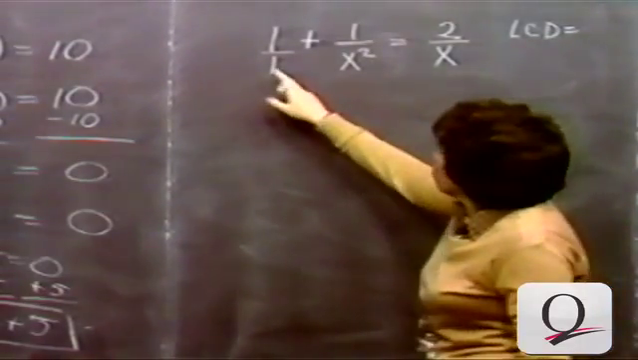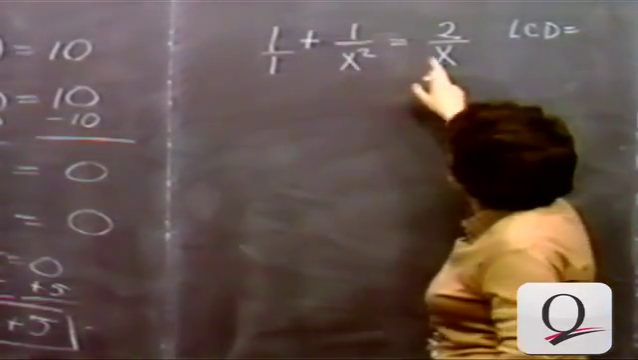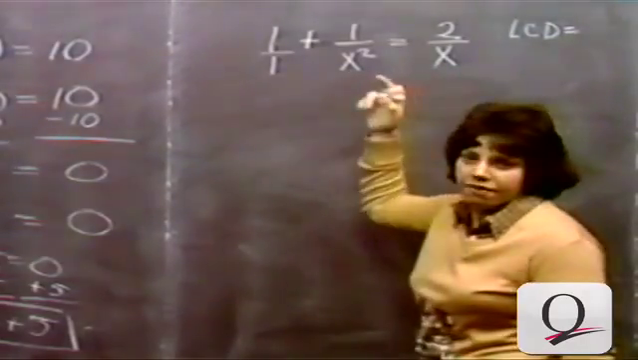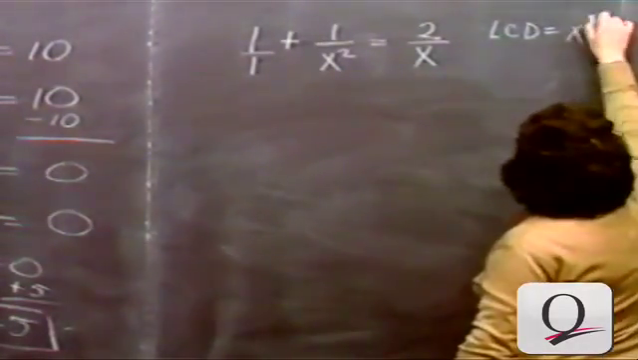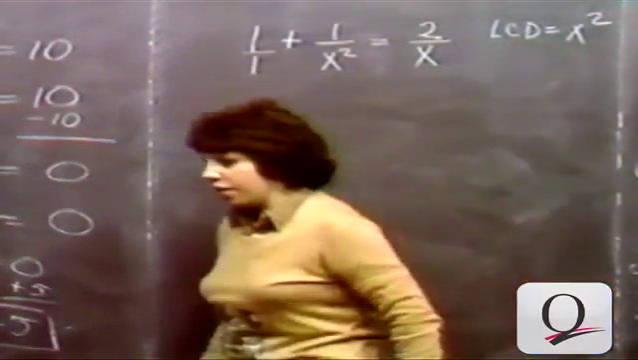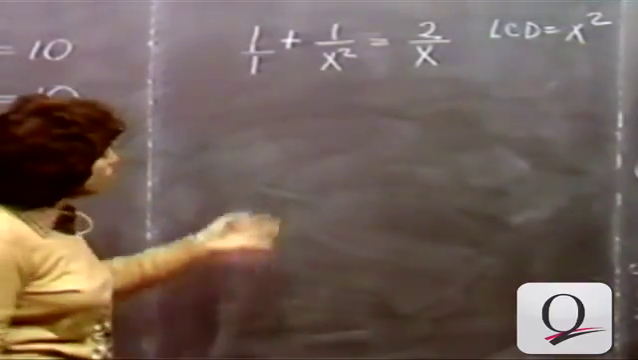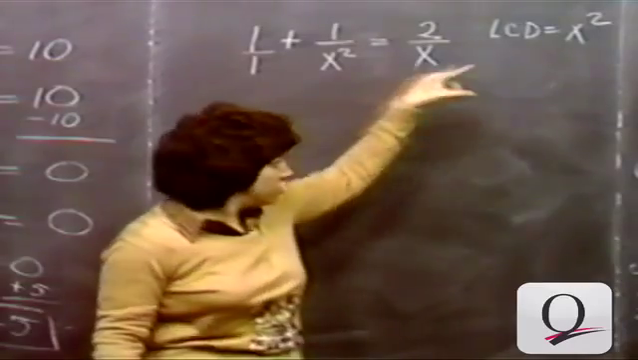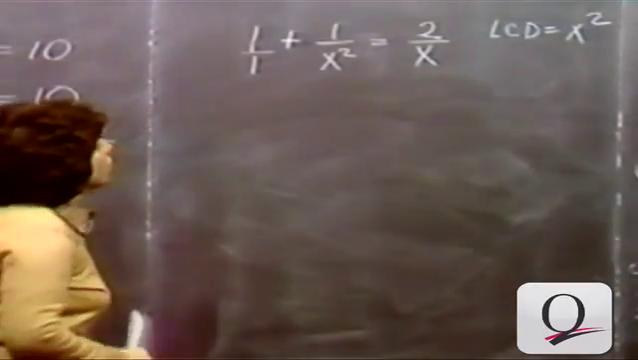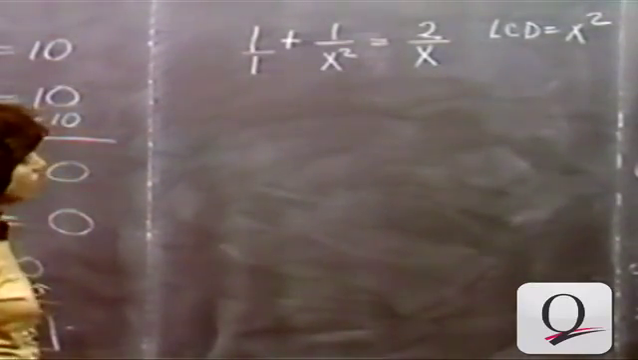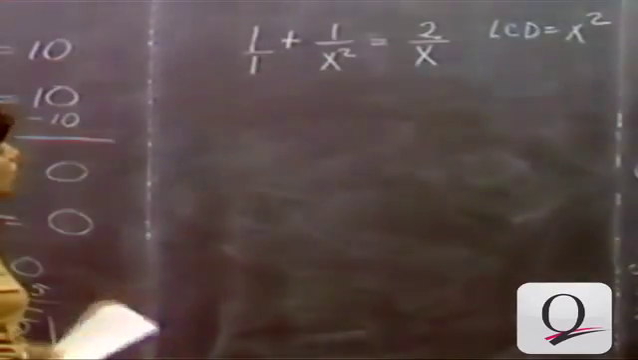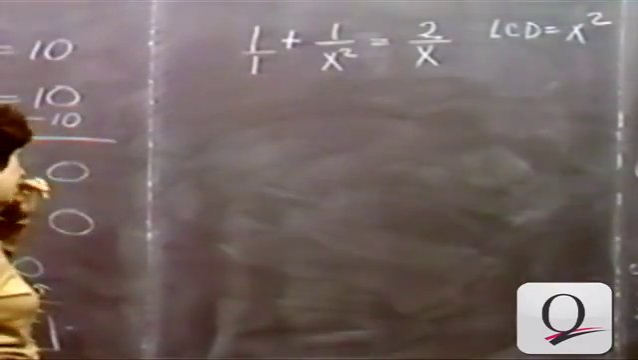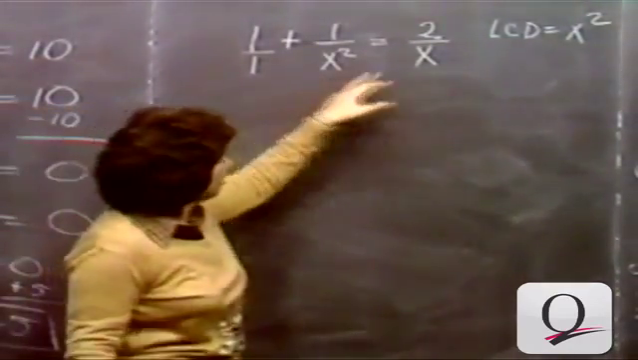We have here 1. Here we have x times x. Here we have x. So we're going to have x squared as our lowest common denominator. That is the smallest quantity so that all of these denominators divide evenly into it. We will multiply both sides of the equation by x squared.